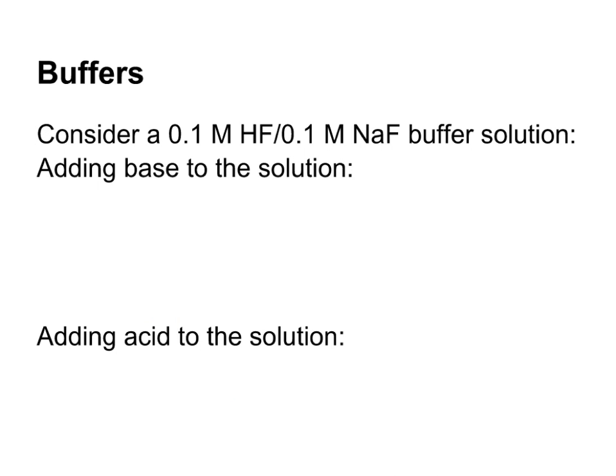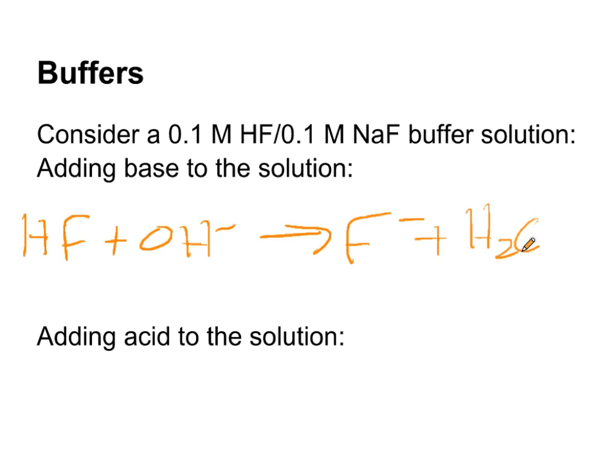So let's consider a buffer that's made with 0.1 molar hydrofluoric acid and 0.1 molar sodium fluoride. If we add base to that buffer solution, the base is going to react with the hydrofluoric acid. So we'd get HF reacting with the base to produce some fluoride and water.